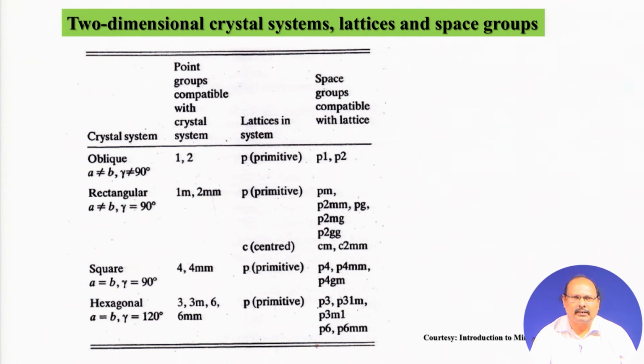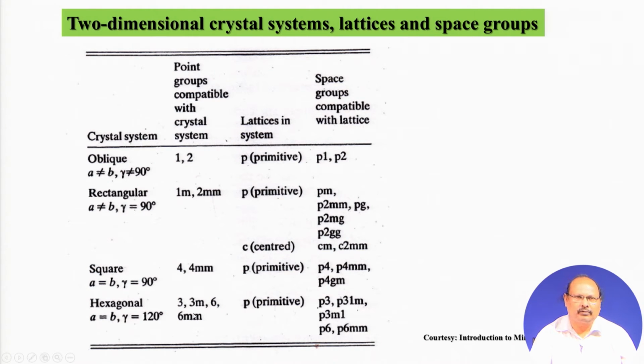Now, what are the 10 point groups of symmetry which can be combined with these 5 types of two dimensional lattices? They are one-fold axisymmetry, two-fold axisymmetry, you have mirror plane, you have 2 mm, you have 4 and you have 4 mm, and you have three-fold axisymmetry, you have 3 m combination, you have 6-fold axisymmetry and 6 mm. So, there are a total of 10 point groups of symmetry.